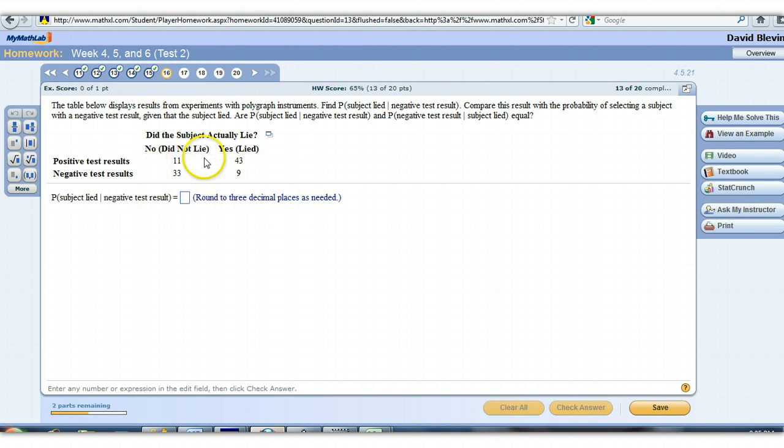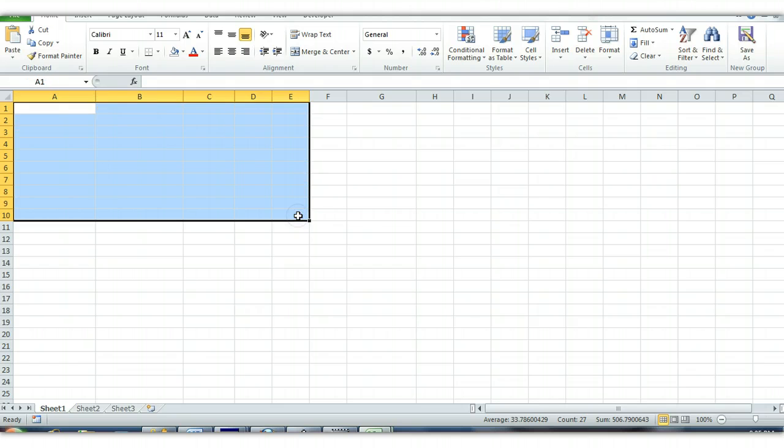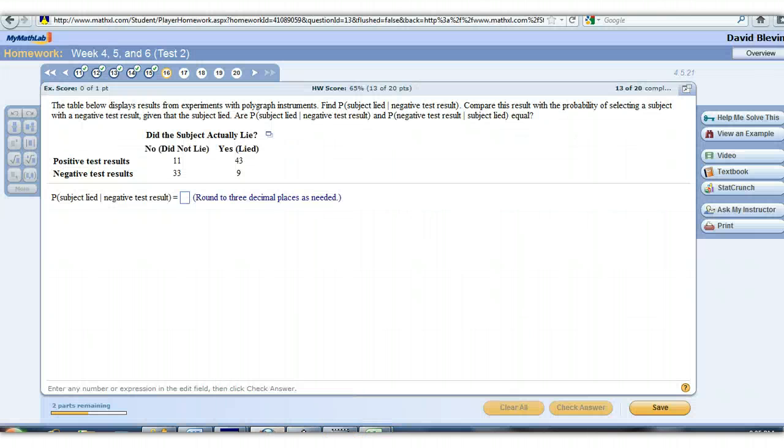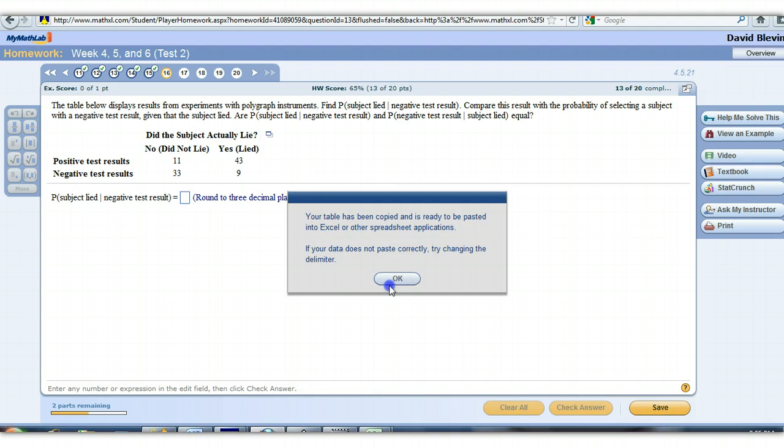Alright, back to this table stuff. Again, I'm going to go to this notation, clear it out. If I have a table, more than likely I'm going to need it.